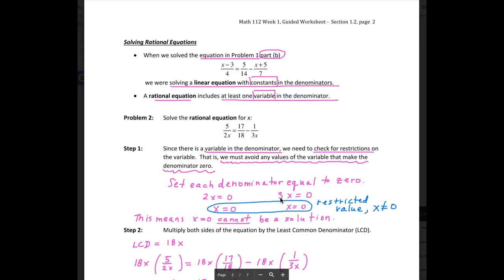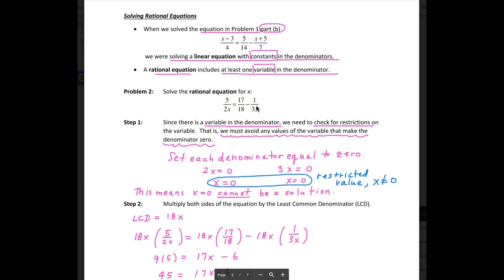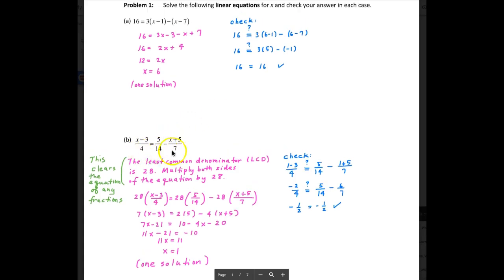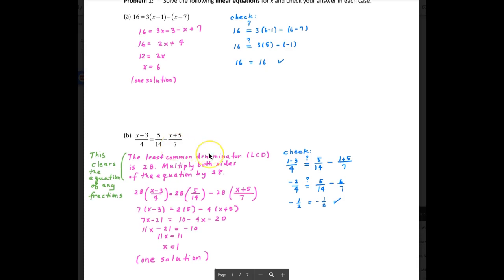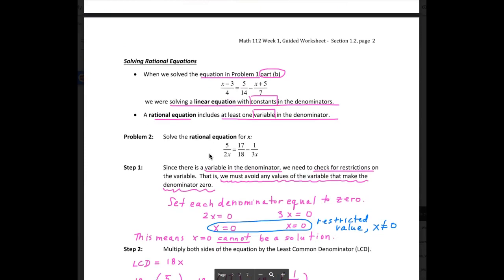Right. So let's take a look at problem 2. We're going to solve the rational equation given here for x. Notice it's a rational equation because we have variables in the denominator. We have a variable x, whereas if we go back up here, this is a linear equation because we don't have any variables in the denominator. Both equations have variables in the numerator.